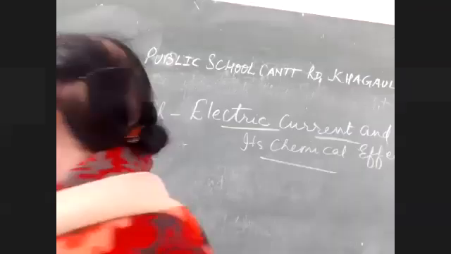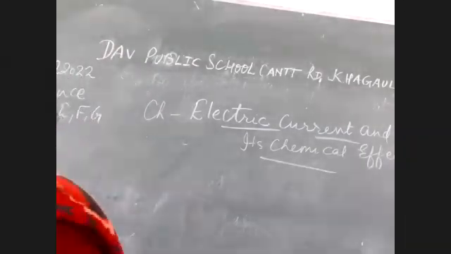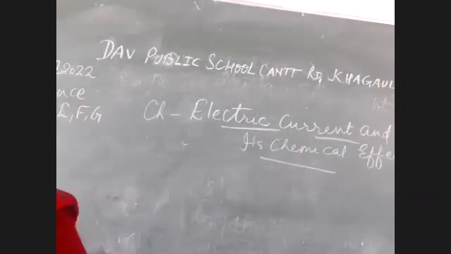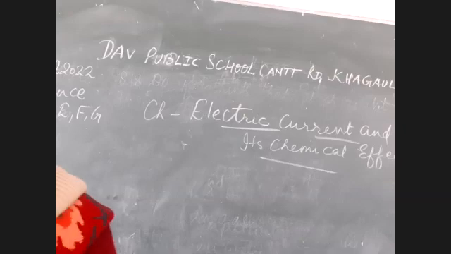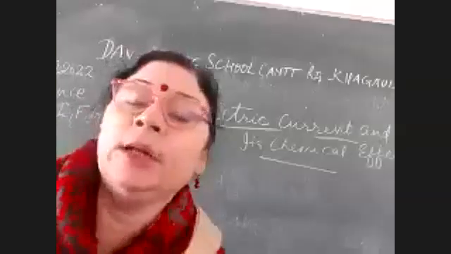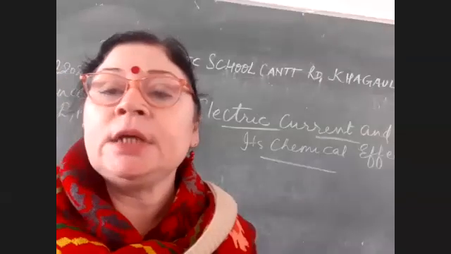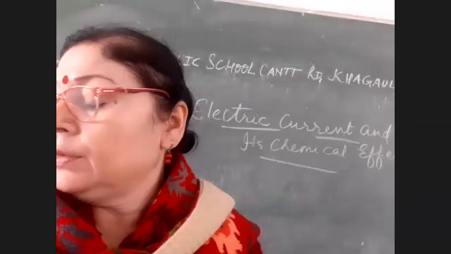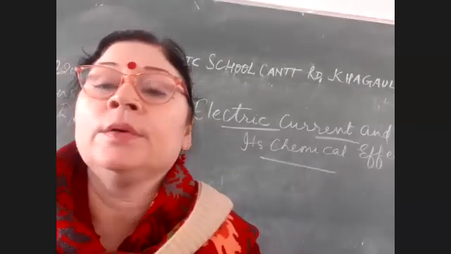Electric current and its chemical effect. This chapter we will start. So first of all, whenever we talk about electric current or electricity, the word conduction comes, isn't it? So do all of you understand what is conduction? The property of a material to conduct electricity is known as conduction.